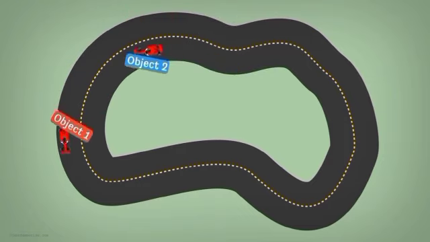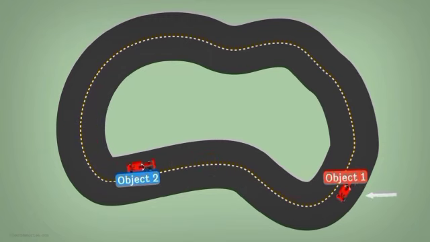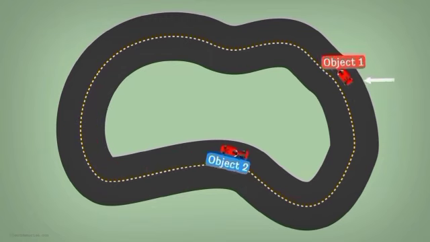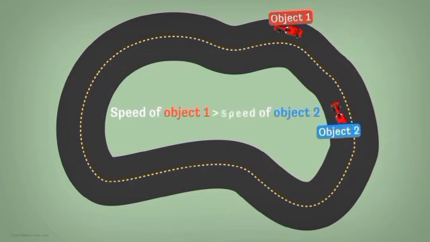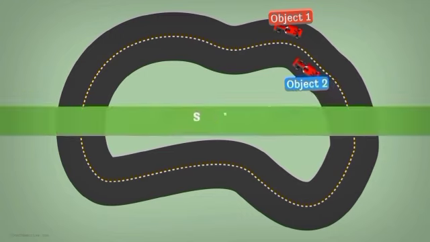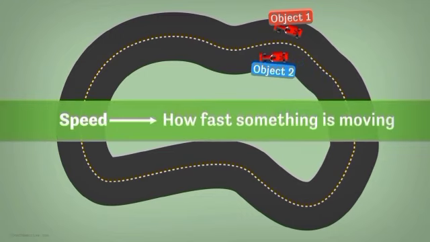Clearly, this one is moving faster. In comparison to object 1, object 2 keeps lagging behind. Hence, we say the speed of object 1 is more than the speed of object 2. Speed is that physical quantity which tells us how fast something is moving. How do we define it?